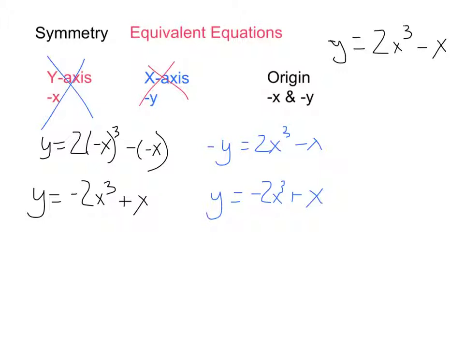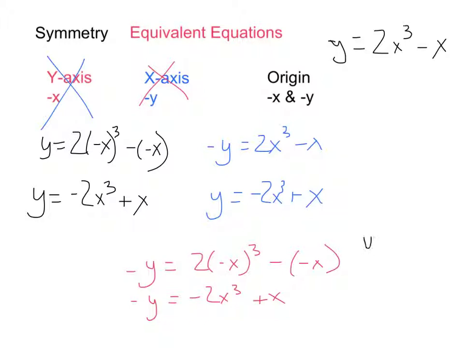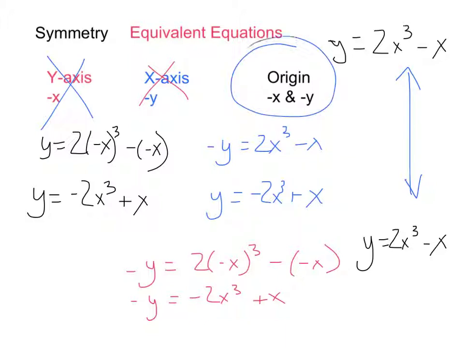Last thing we're going to do is try the origin. So we're going to change that to negative y equals 2 times negative x cubed minus a negative x. So we get negative y equals a negative 2x cubed plus x. Now if we change this negative y, we flip all the signs, and we get y equals 2x cubed minus x, which is the exact same thing as what we started with. So there is symmetry with respect to the origin.